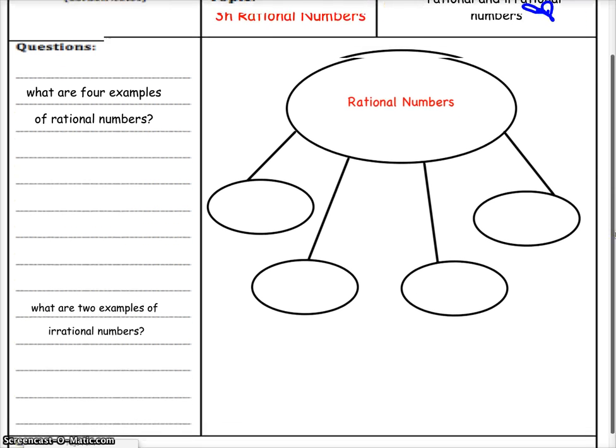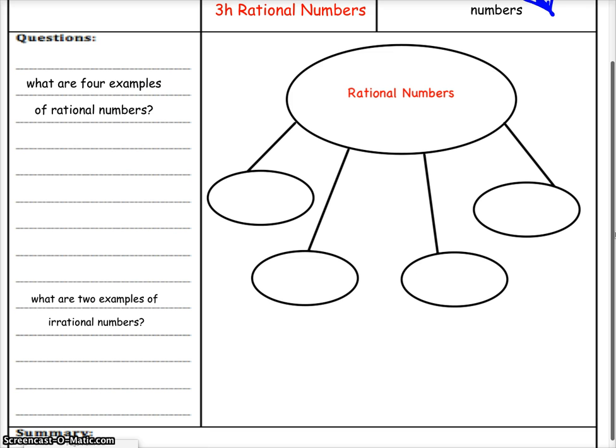So rational numbers are the most common numbers. Rational numbers are anything you can write as a fraction. If you can write it as a fraction, it's rational. So integers are rational numbers. Integers, that means -2, -1, 0, 1, 2, all the way to negative infinity and positive infinity. Those are rational. You can put a 1 on the bottom and make it a fraction.